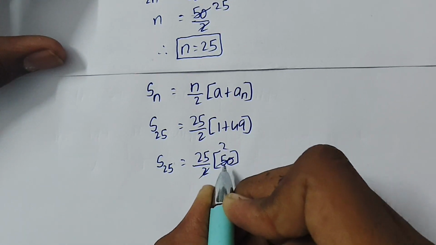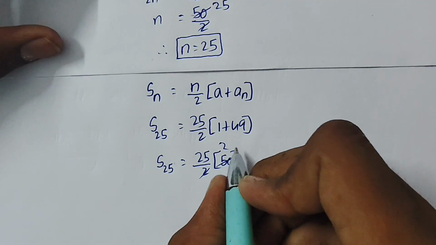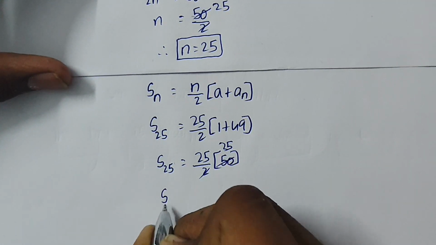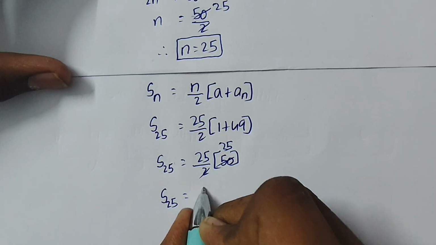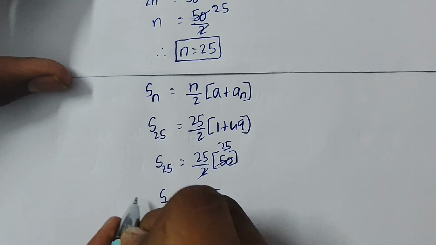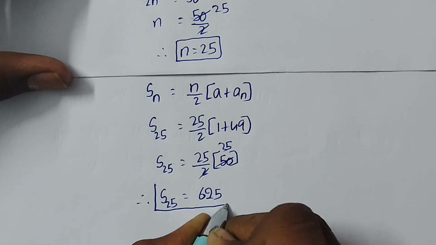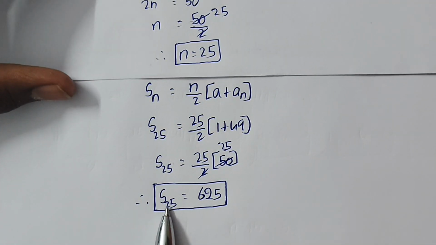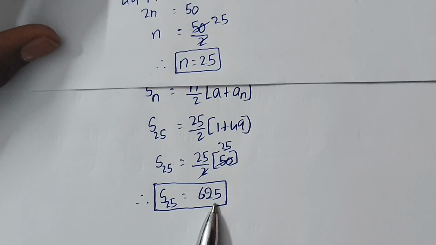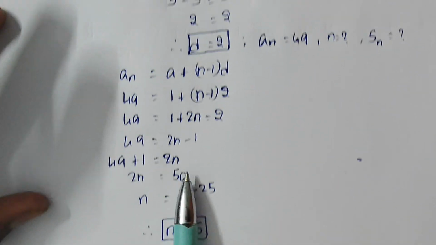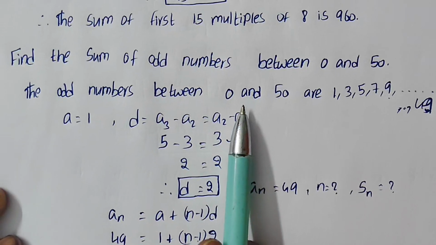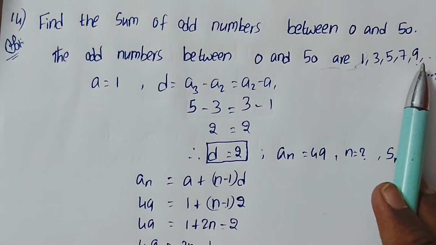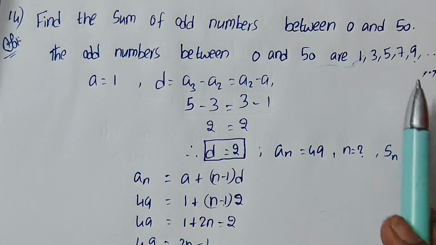So here 2 twos are 4. It remains 1. 1 before 0, 10. 2 fives are 10. Here 25, 25 are 25 squared, which means 625. So therefore the sum of 25 terms is equal to 625, meaning 25 numbers are there between 0 and 50. So we have completed the 14th question. Now let's go to the 15th question.